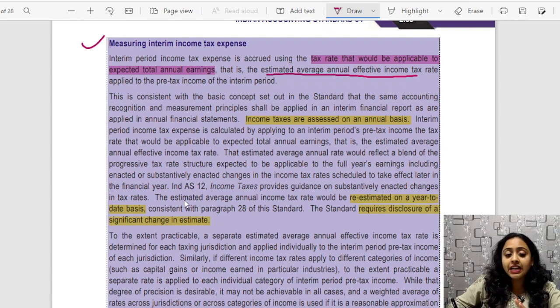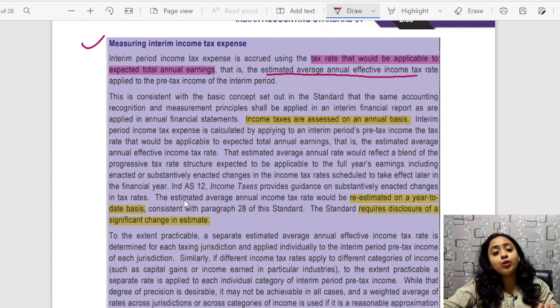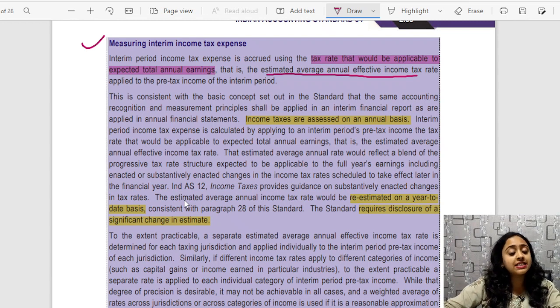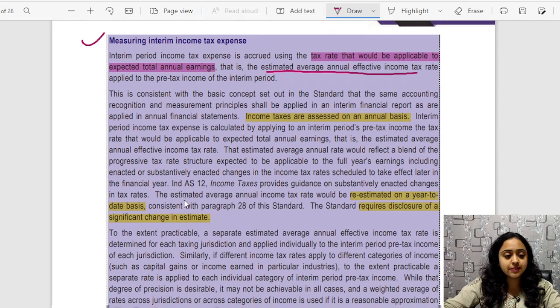Income tax is always assessed on the annual basis. As I told you about the TDS amount, you calculate such amount for the whole year, then divide it, spread it throughout the year. Okay, this is known as the estimated average annual effective rate.